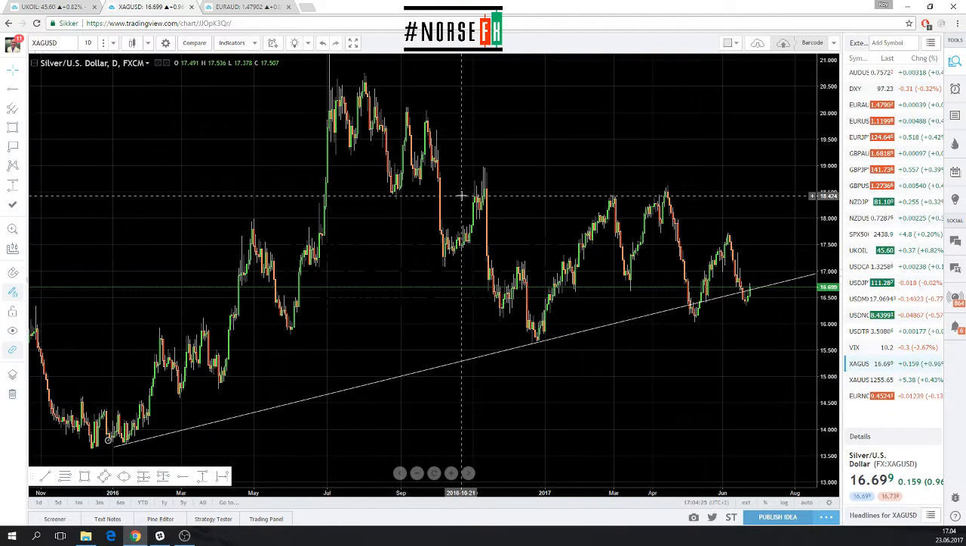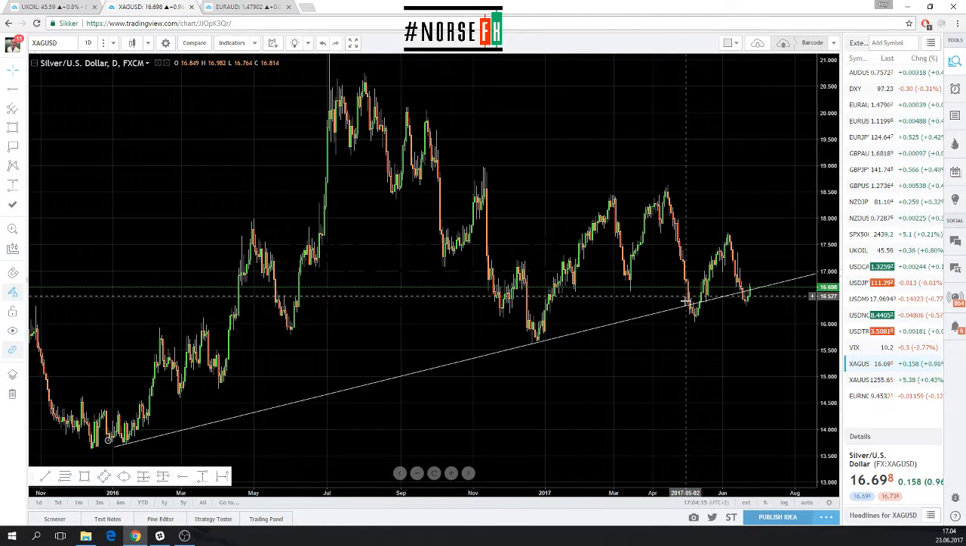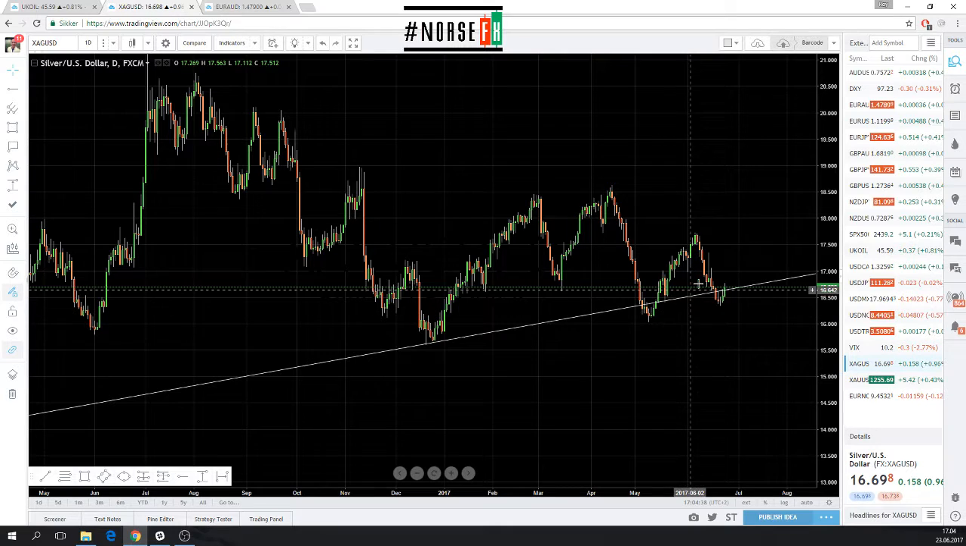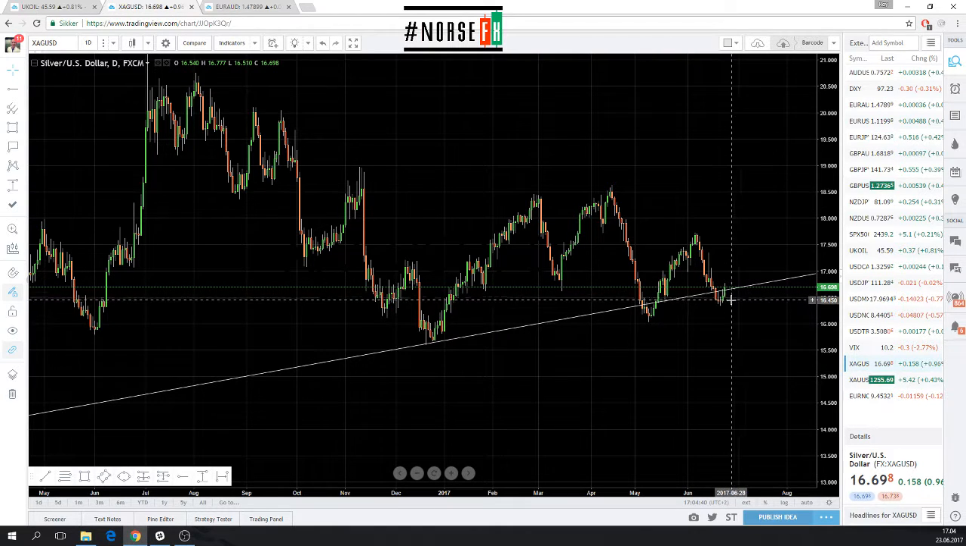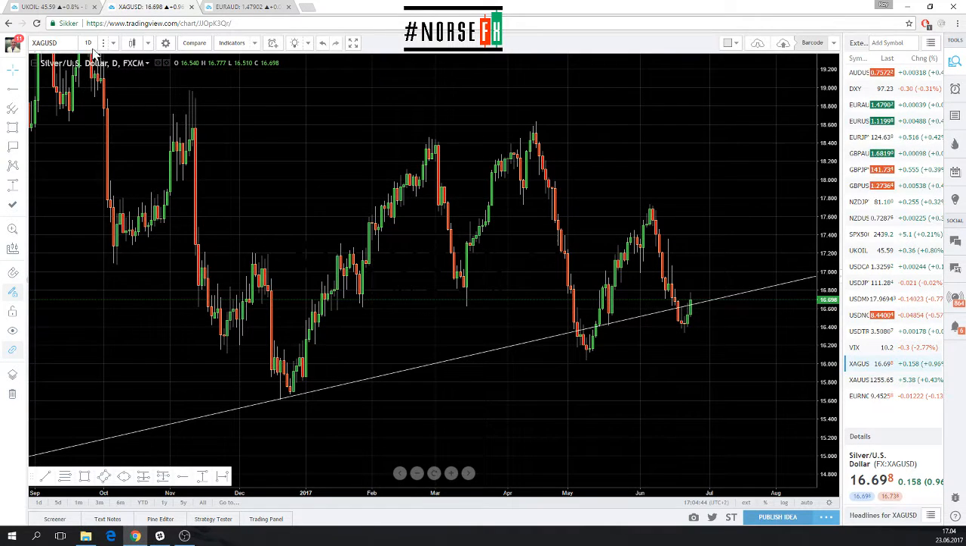We also have a setup on silver. This is a basic trendline overthrow setup. So we have this daily trendline back here, starting from January of 2016. We have an overthrow right here, and now we look to be having another overthrow on this trendline. So this is the daily chart.